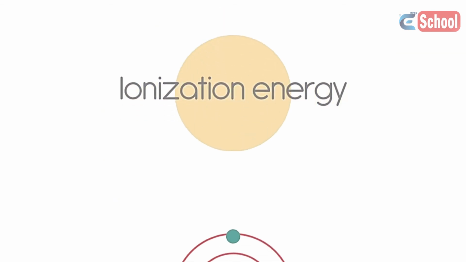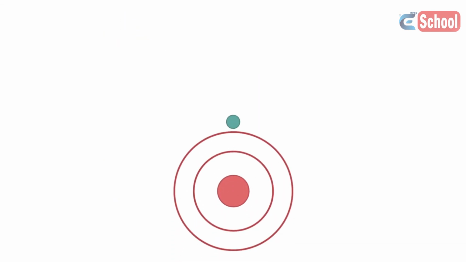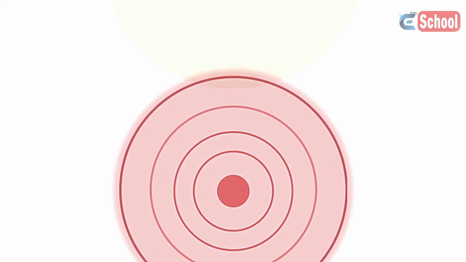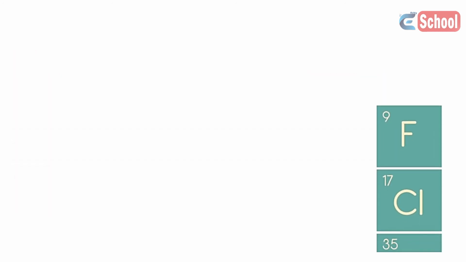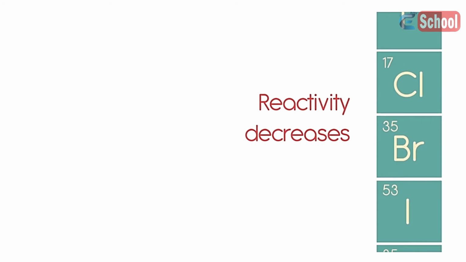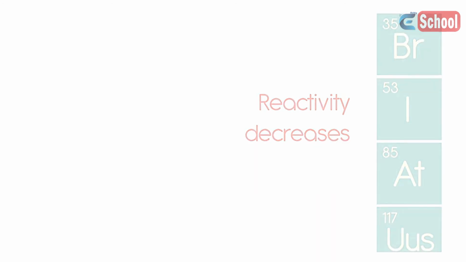The term ionization energy is used to describe the amount of energy required to remove an outermost electron from an atom. Increased shielding means that ionization energy is decreased. The same trend is observed moving down any group in the periodic table. Let's take the halogens as an example. Reactivity decreases moving down the halogens.